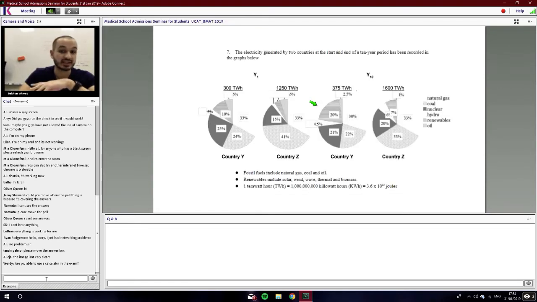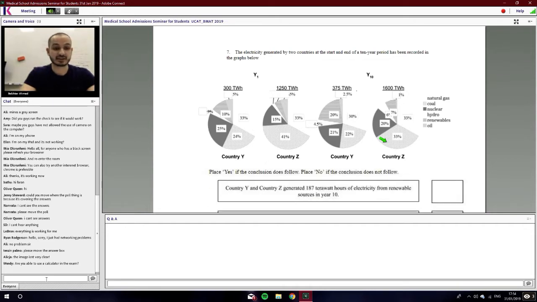So this question is a little bit tricky because now you need to determine what fossil fuel is. And notice how there's some information at the bottom. So fossil fuels include natural gas, coal, and oil, which would be this section, and this. Okay, so you kind of have to eyeball. This question you can actually eyeball. What I mean by that is you don't actually have to work out the maths. What you need to do is just work out how much of the pie chart it's covering.